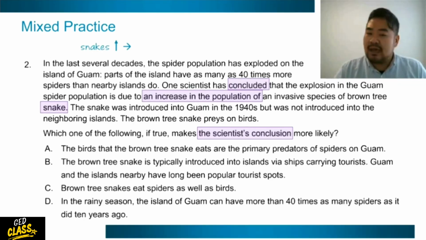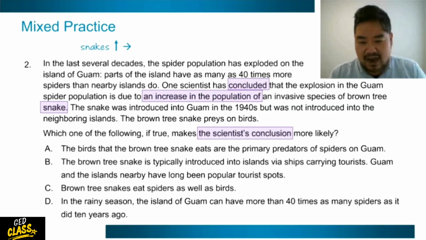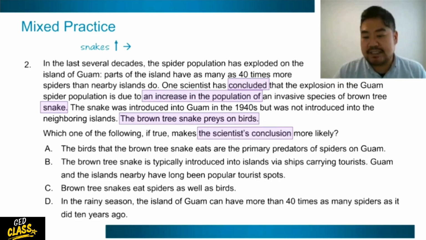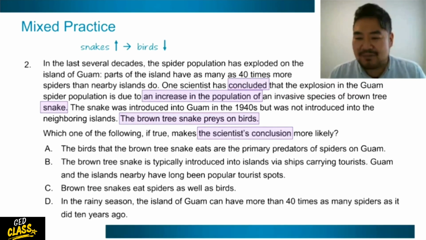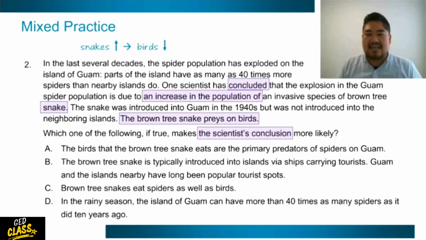So how can we paraphrase this a little bit? The population of snakes has gone up. Now, what else does this paragraph say? This paragraph mentions that the brown tree snake preys on birds. Well, wait a minute. If there are more snakes and the snakes prey on birds, well, then what's going to happen to these birds? The bird population is going to go down, right? Because if there are more snakes out there and the snakes prey on birds, they use birds as a source of food, well, the bird population is going to go down.